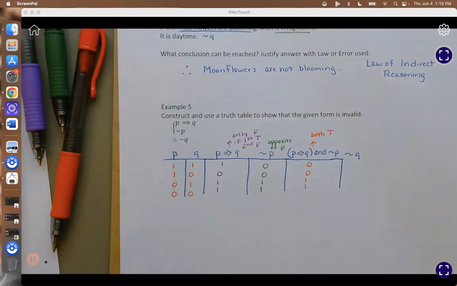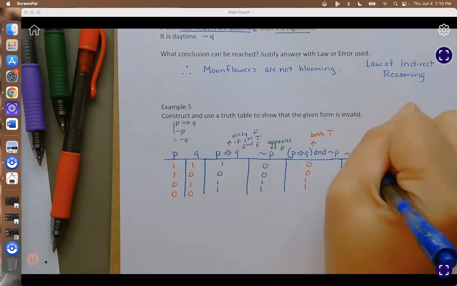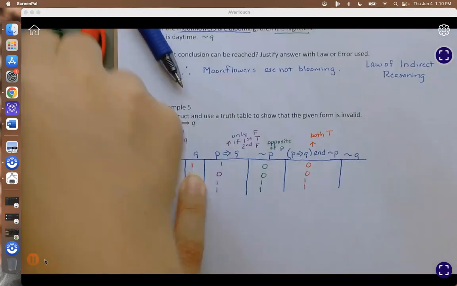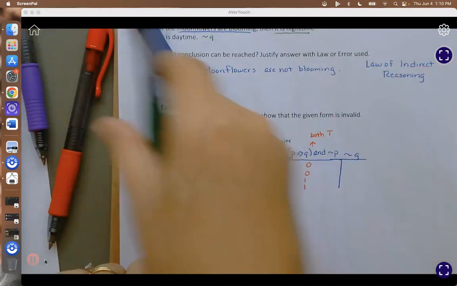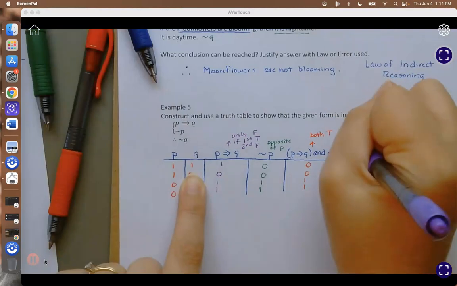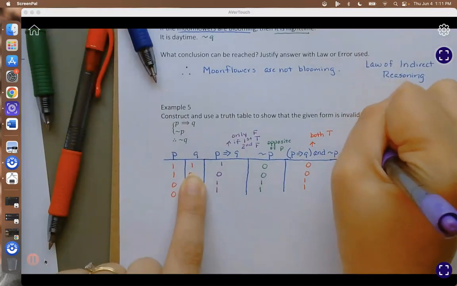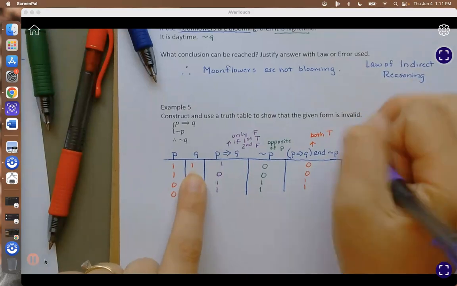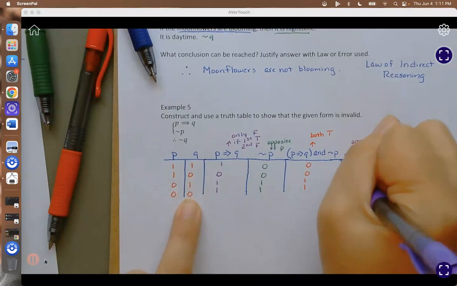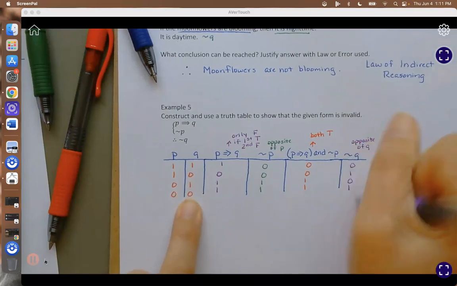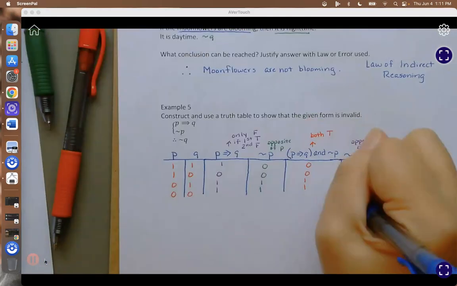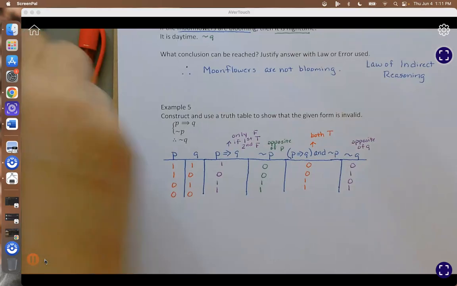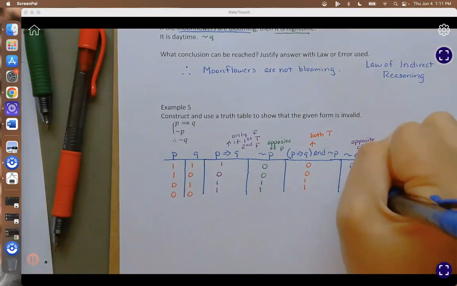All right, so not Q. So go to Q. And we're going to go opposite of Q. Okay, so that's going to be off, on, off, on. My little lines keep getting shorter and shorter. Alright, and then we have our last thing where we put it all together.